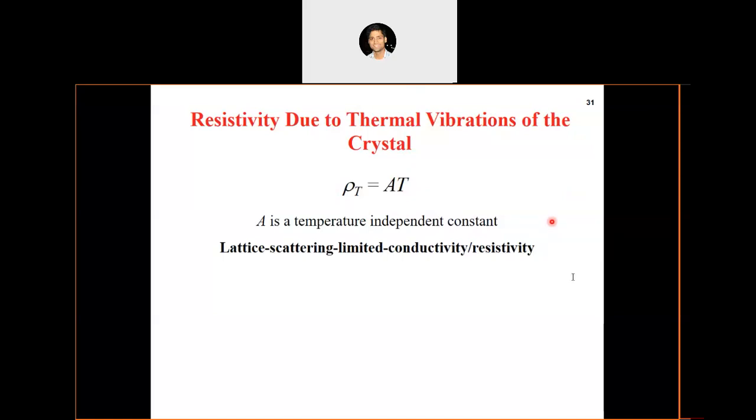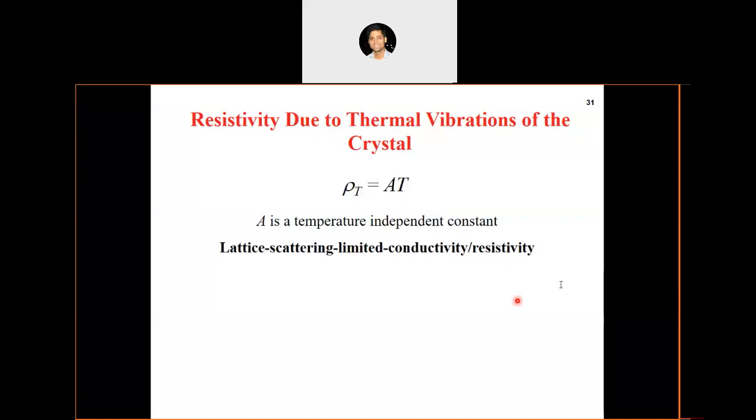What if we make temperature 0 Kelvin? If we make temperature 0 Kelvin, then there will be no atomic vibrations, right? So that means resistivity will be 0. At absolute 0 temperature, at least the temperature dependent resistivity will be 0, because in the upcoming slides we will see that there are other scattering events also. Because of that, there will still be some resistivity, but the temperature dependent resistivity will be equal to 0 at 0 temperature. Somebody asked what will happen if we make temperature 0 Kelvin, so that's the answer.